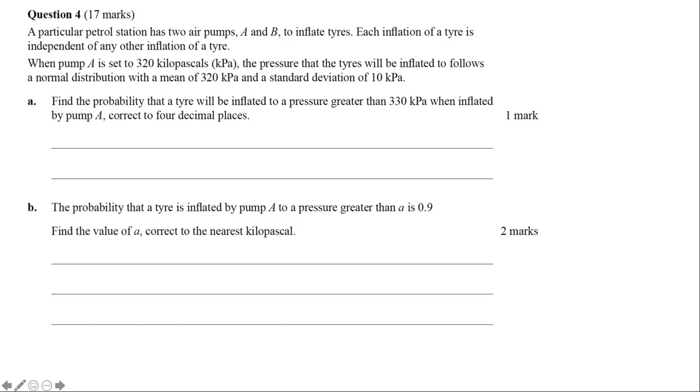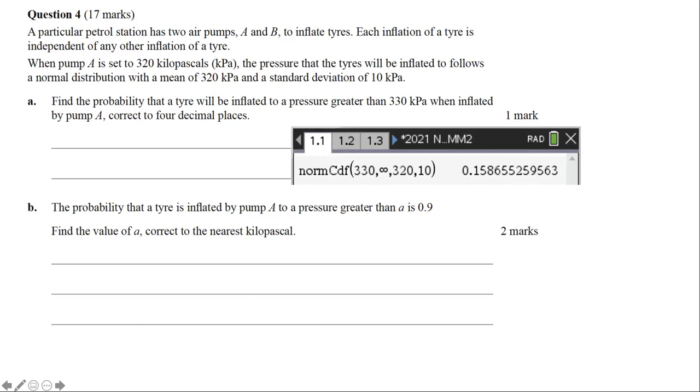Find the probability that a tire will be inflated to a pressure greater than 330 kilopascals when inflated by pump A, correct to 4 decimal places. This can be done using the normal CDF command from 330 to infinity using the mean 320 and the standard deviation 10. Notice that I used XA to denote the normal distribution, but when you are writing the notation, make sure you write the variance here, which is 10 squared. So the probability of XA greater than 330 is 0.1587, correct to 4 decimal places.